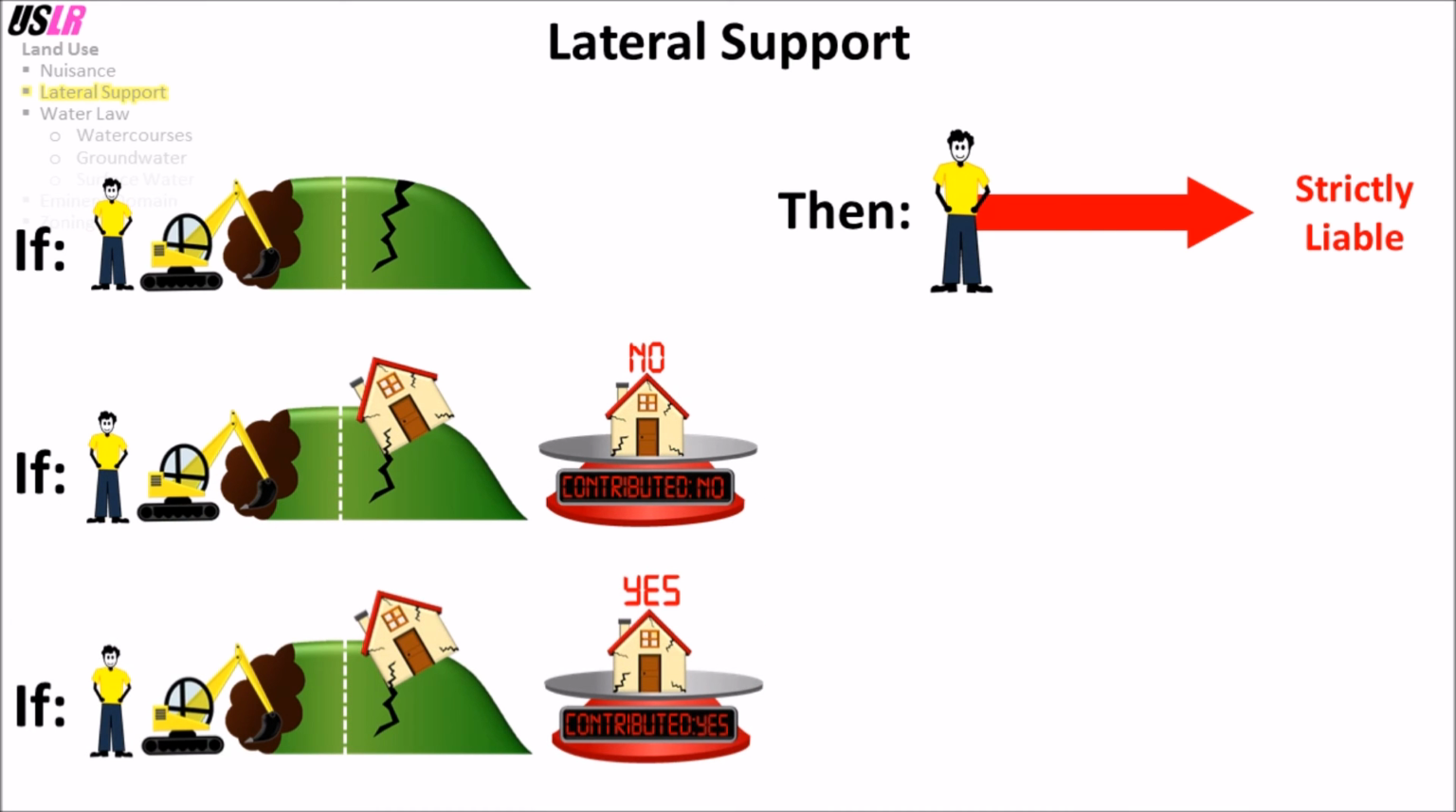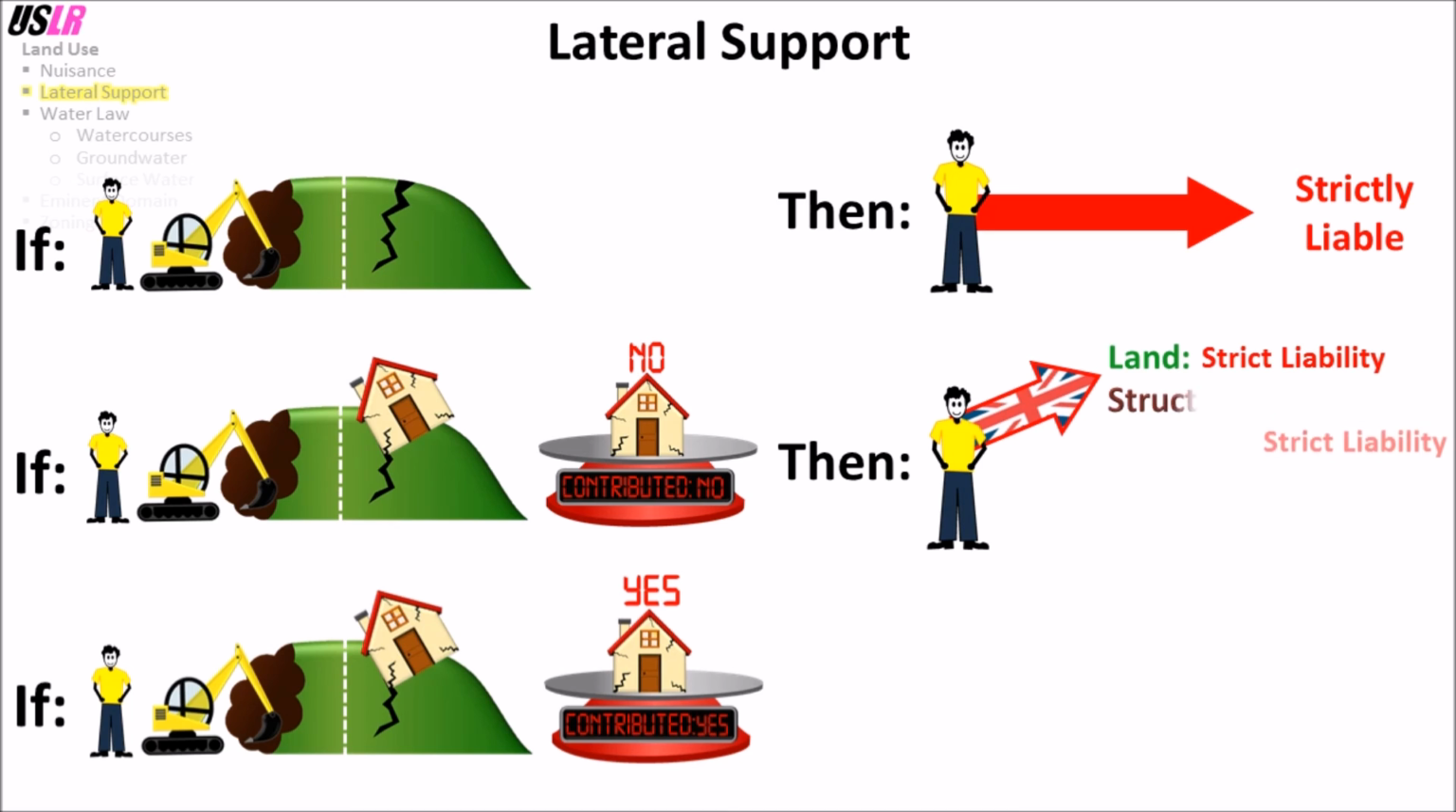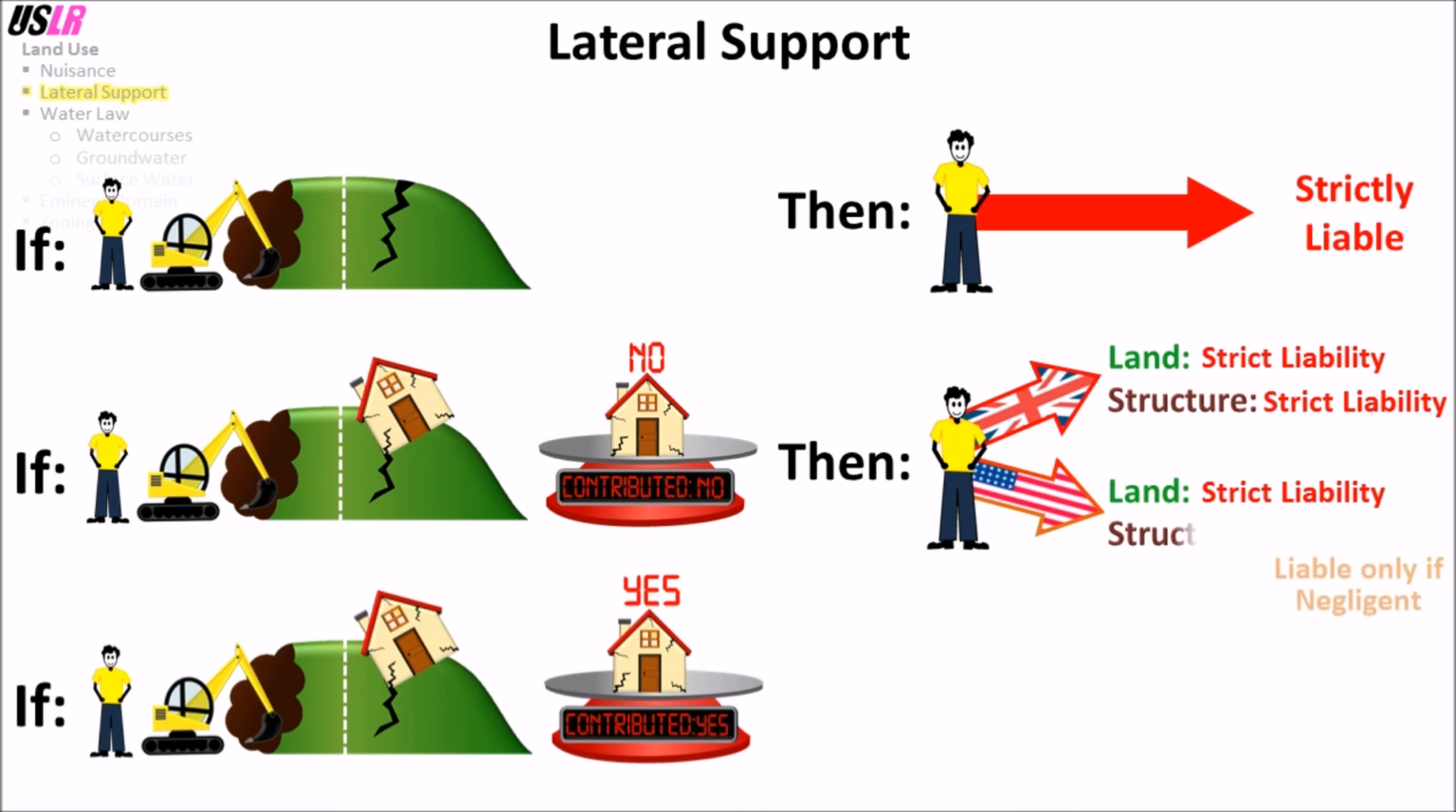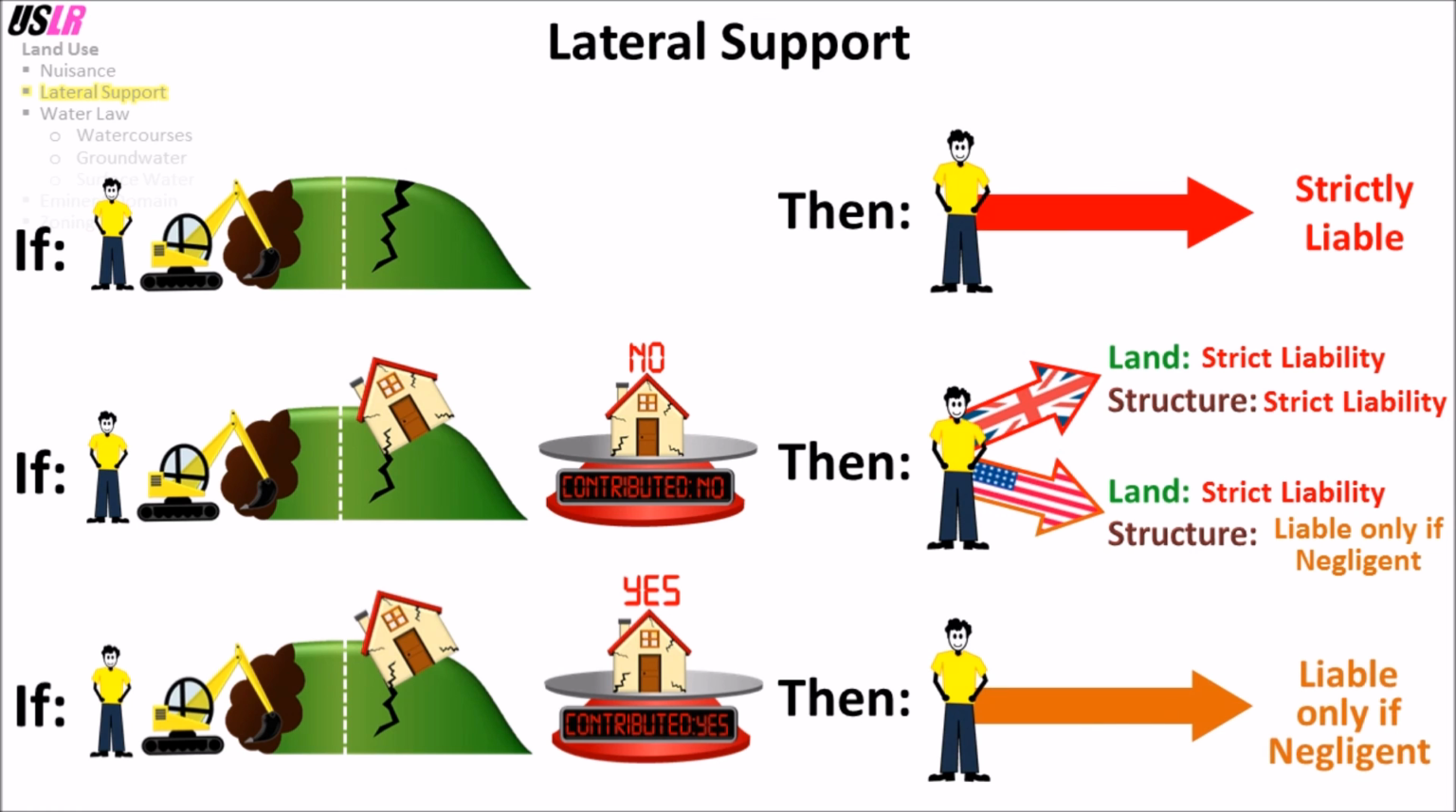If the existence of B's structures did not contribute to the collapse, then A's liability depends on which rule is applied. If the English rule is applied, A is strictly liable for the land and strictly liable for the structures. If the American rule is applied, A is strictly liable for the land, but only liable for the structures if he was negligent, i.e. A is only liable for the structure if B can prove that A was negligent. If the existence of B's structures did contribute to the collapse, then A will be held liable if he was negligent, i.e. A is only liable if B can prove that A was negligent.